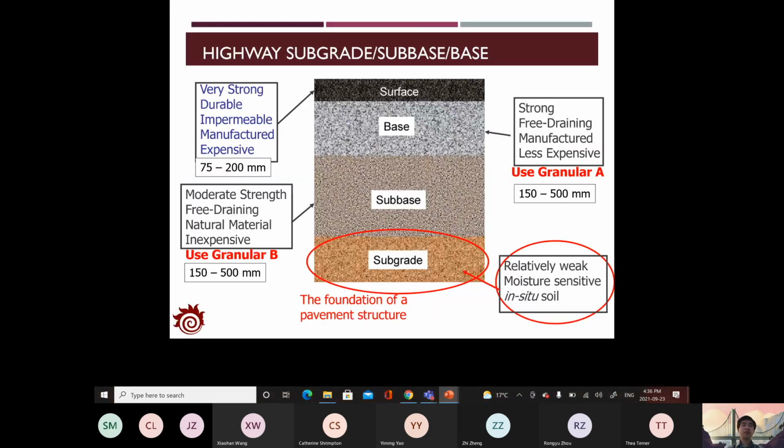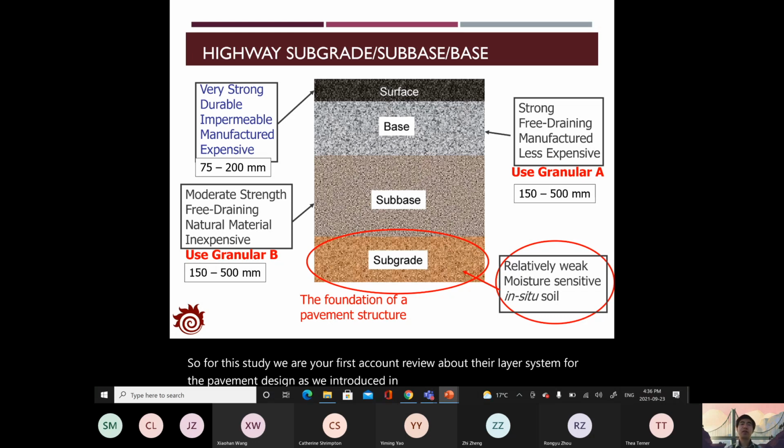For this study, we will first review the layer system for the pavement design. As we introduced in the first several lectures, there will be multiple layers applied for the pavement structures, especially for the flexible pavement. Usually we will have the surface layer, base layer, and subbase layer, and these three layers are called the structure of the pavement. And the subgrade layer will usually be the natural soil in the field.